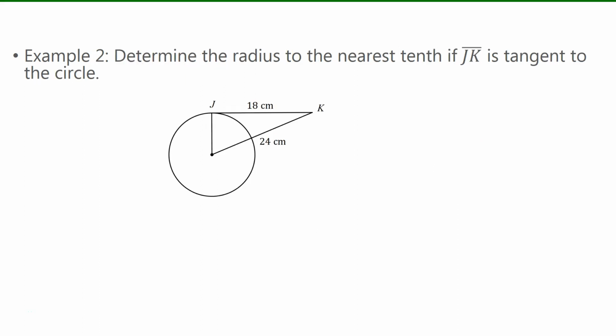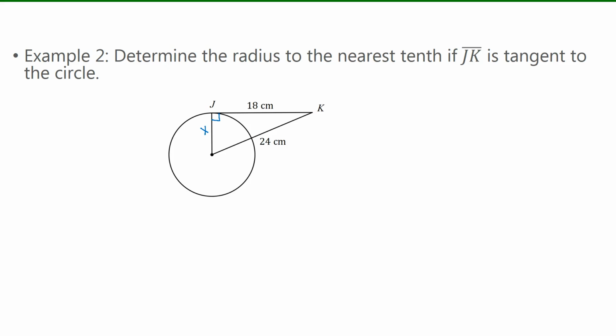For example 2, we have to determine the radius of the circle to the nearest tenth if line segment JK is tangent to the circle. If it's tangent, then this is 90 degrees. We can't use the Pythagorean theorem unless we know we have a right triangle, so it's important to be told if a line segment is tangent. Now if we're looking for the radius, that's this side here.